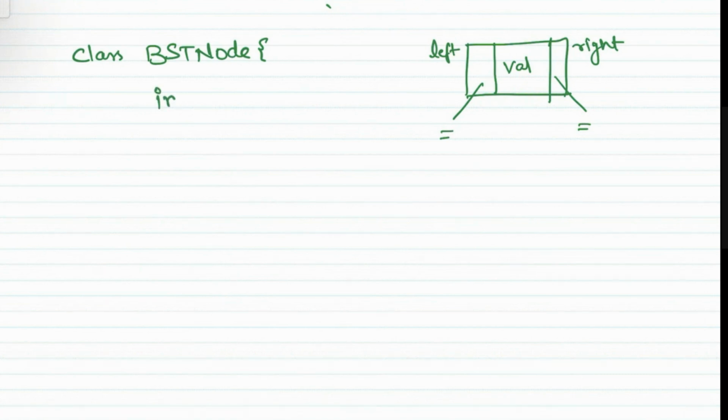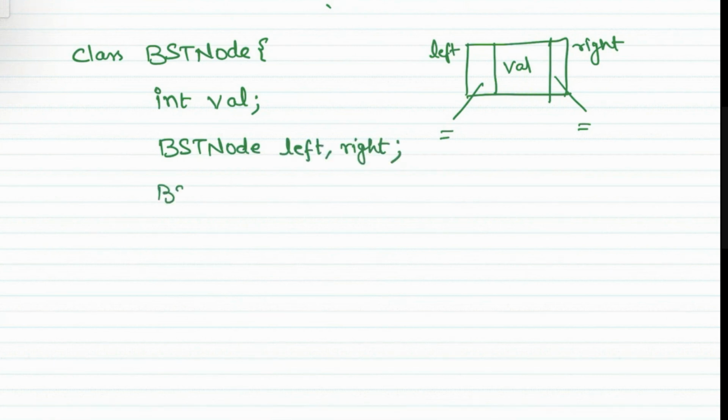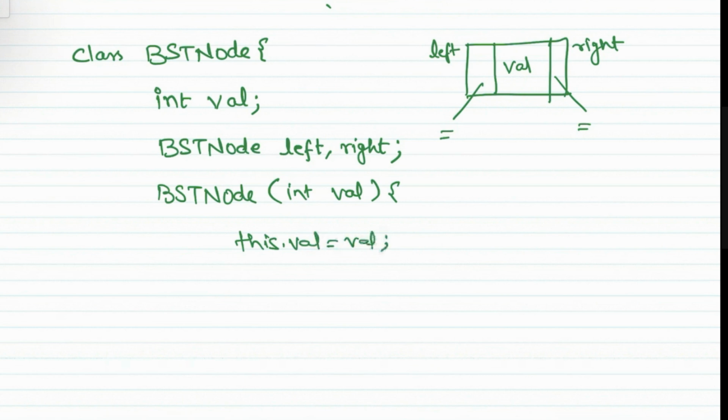And initially we are sticking to int values, but going forward we will see values can be any type: int, float, char, string. Left and right data type will be BST node. Constructor will have the same name as the class name, and it will take only one parameter, int val. Inside that we will say this dot val is val. Left and right we can make null, but that is redundant. By default in Java they are null, so we can skip that.